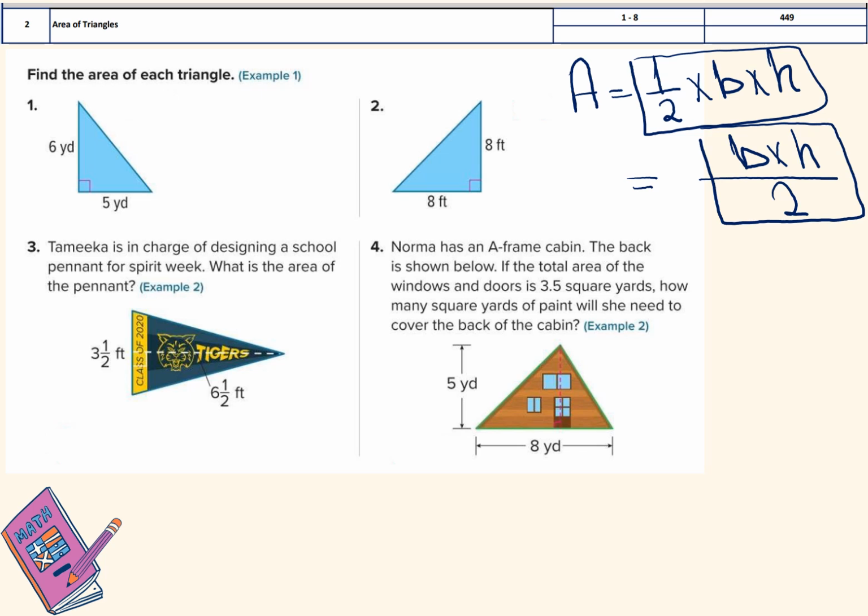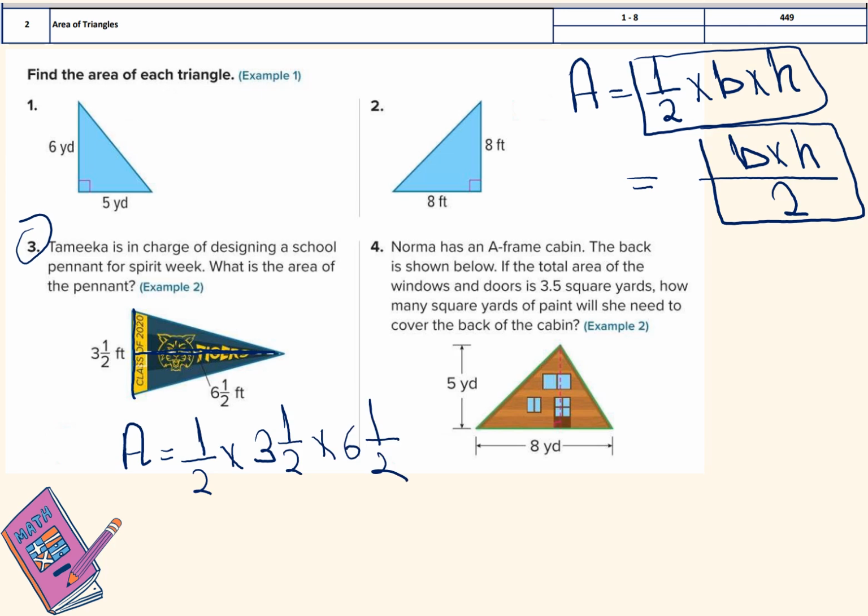So let's solve question number 3. Tamika is in charge of designing a school pennant for Spirit Week. What is the area of the pennant? So look at the pennant. It is in a triangular shape. So the base of that triangle is 3.5. And the height is 6.5. So I'll write A equals half times 3.5 times 6.5.